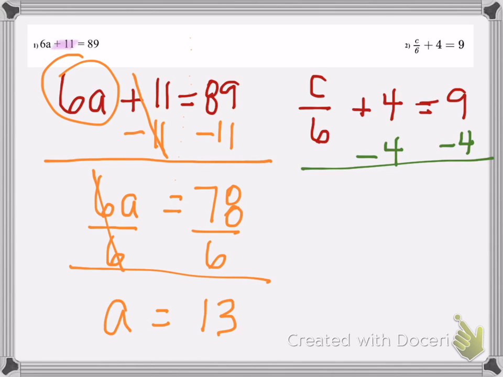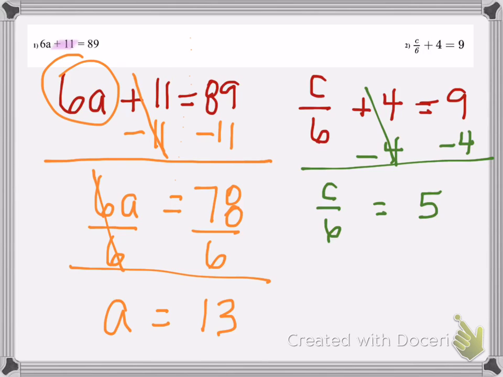And when I do that, the 4 minus 4 becomes 0. And all I have left is c divided by 6. And that's equal to 9 minus 4. Remember, whatever we do to one side, we also have to do to the other side. That doesn't change. So none of our rules change. We're still trying to isolate the variable. We're still undoing operations with opposite operations. And whatever we do to one side, we have to do to the other side. None of that's changed. The only thing you have to remember with two-step equations is that you always undo the addition or subtraction first. And that's what I've done so far.